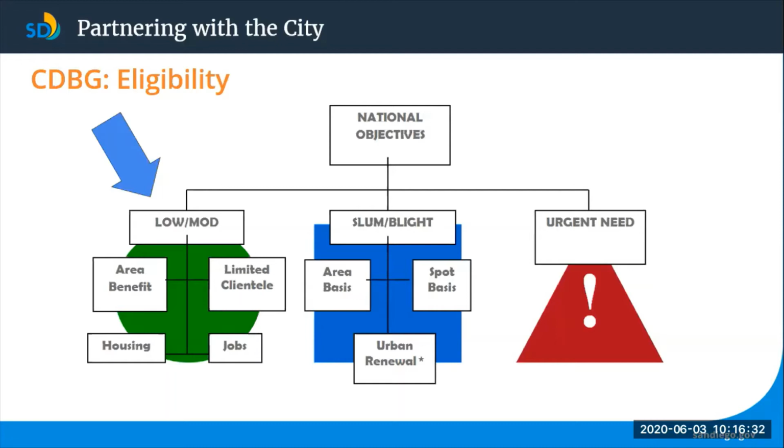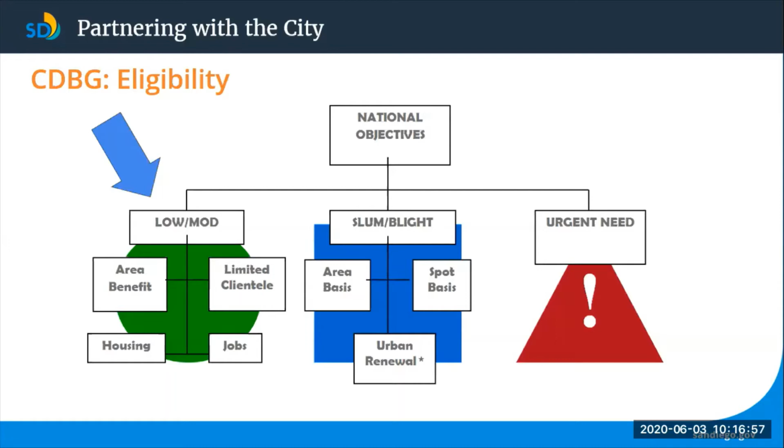You can meet the national objective in several different ways. You can serve low and moderate income persons. You can meet it by offering services in a low and moderate income area. The area would be primarily residential, and at least 51% of the residents in the area would be low and moderate income according to the most recent census.